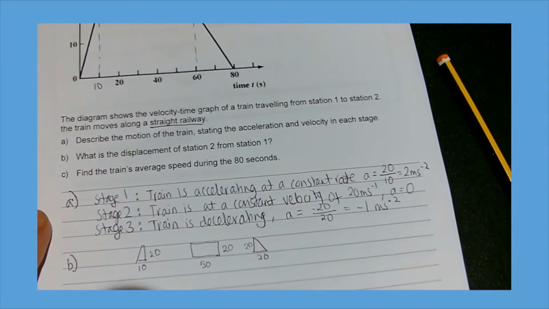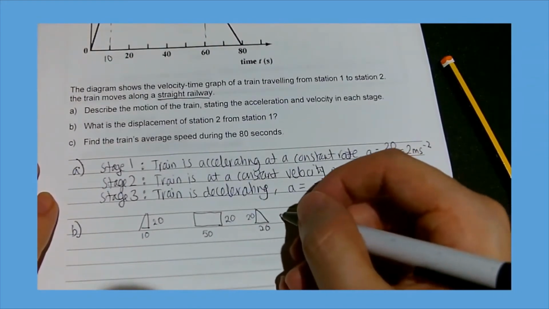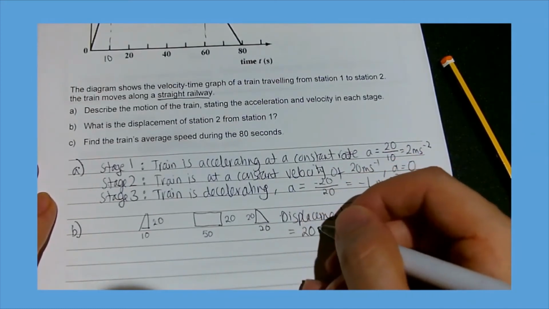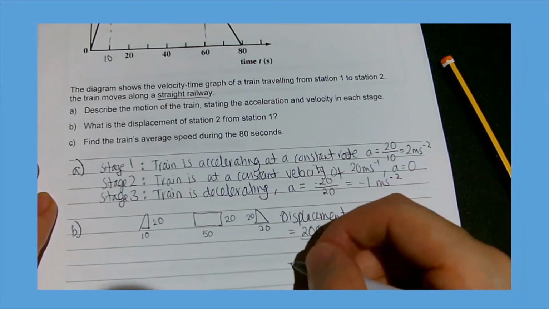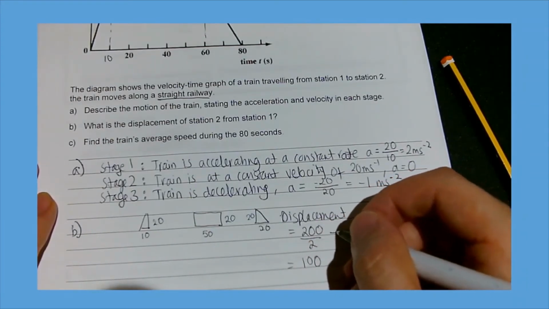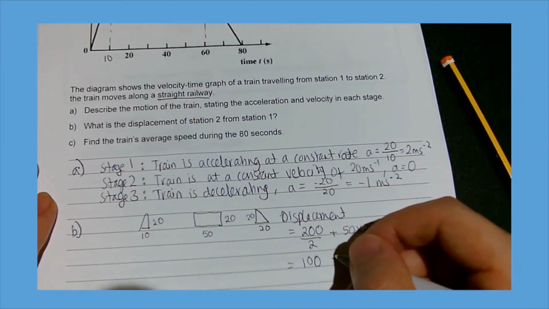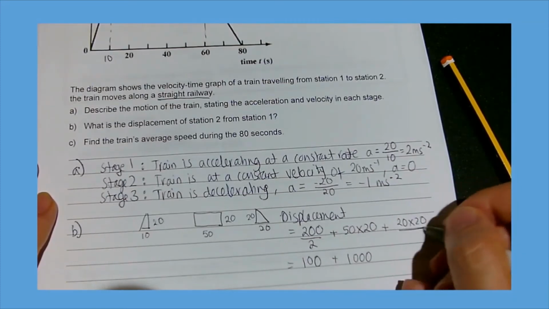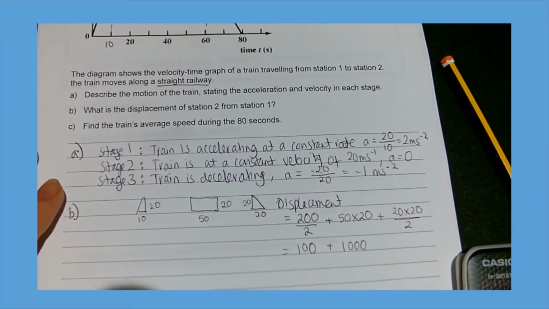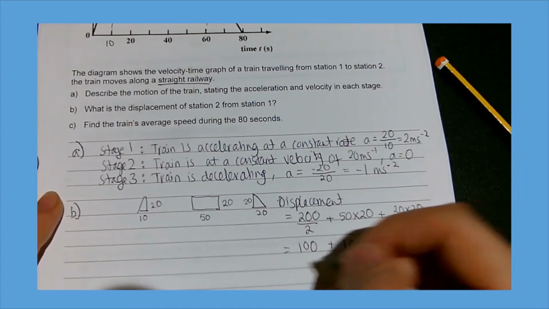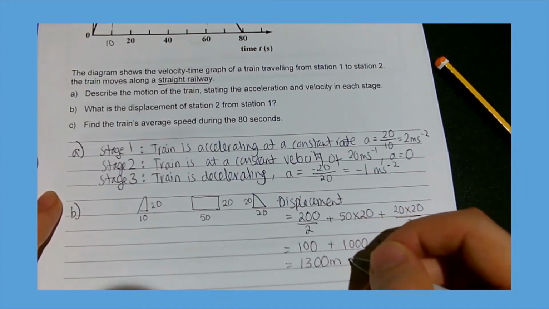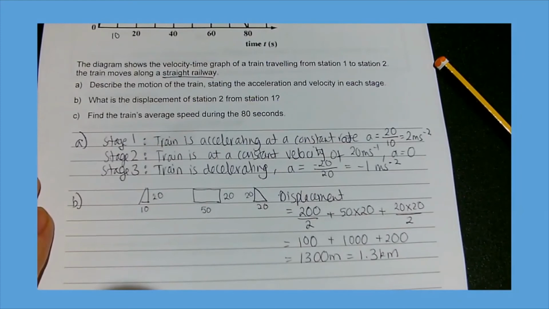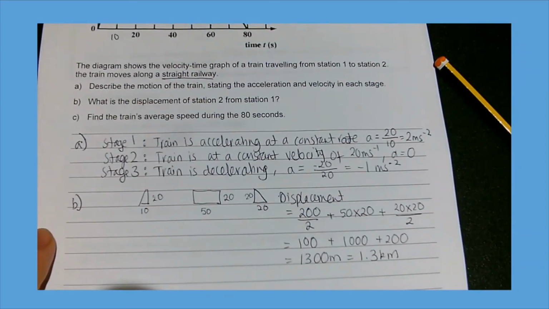Now if we find all these individual areas, we're going to get displacement will be 10 times 20, which is 200 over 2. This is a triangle, so it's going to be 100, plus 50 times 20 for the rectangle, which is 1000, plus 20 times 20 over 2, which is 200 here. And when you add it all up, you get 1,300 meters, or 1.3 kilometers. Okay, but obviously standard units will be 1,300 meters. That sounds appropriate between two stations.